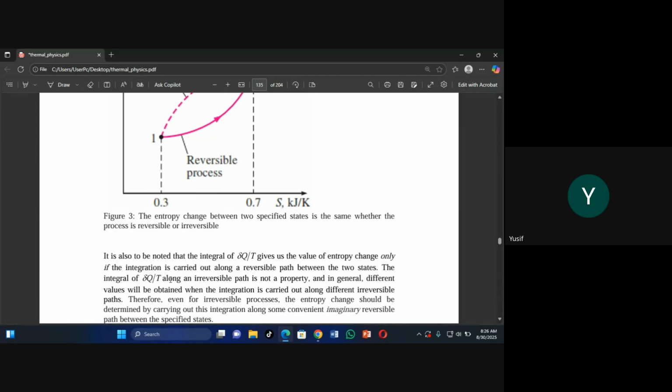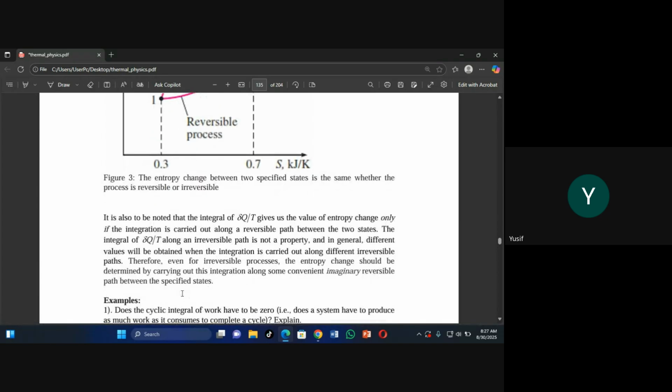The integral of the Q dT along an irreversible path is not a property, and in general different values will be obtained with integration carried out along a different reversible path. Therefore, even for an irreversible process, the entropy change should be determined by carrying out this integration along some convenient imaginary reversible path between the specified states.